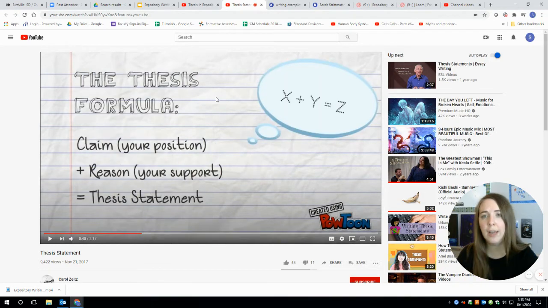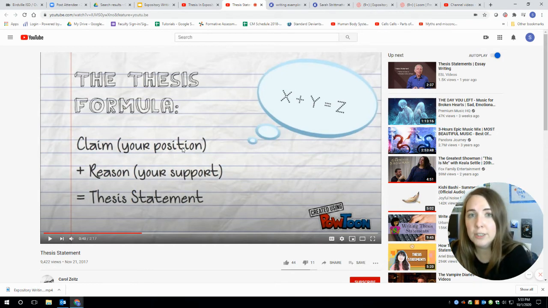So you should have a formula for your thesis. Basically, you're going to take the prompt, restate it with your thoughts, and then give some reasons. If you forget to include your reasons, it's not entirely a thesis. So you're going to claim your position and give some reasons. That is a thesis. Your claim plus your reasons.